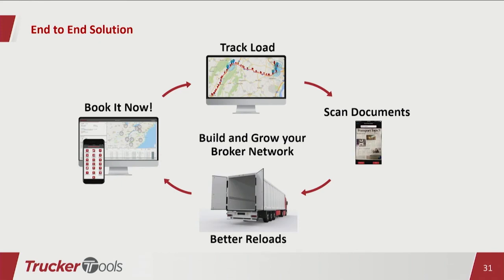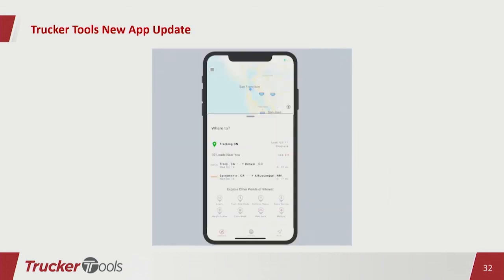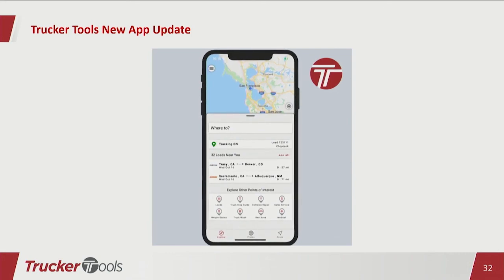So if I go back, here is a complete end-to-end solution. We help the carriers book the load, track the load from pickup to delivery, then they can scan the documents and send them back to you, and we help them rebook. That's a complete solution, all centered around the carrier. Our goal is how do we move the carrier, who is the core part of your problem, into a core part of your solution? And I'm going to share with you the new app.